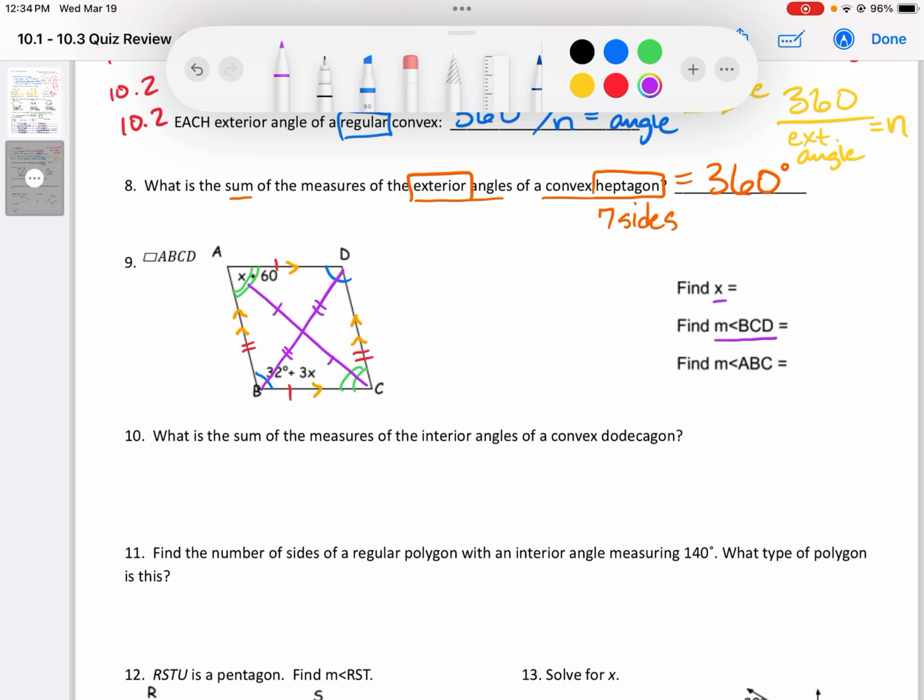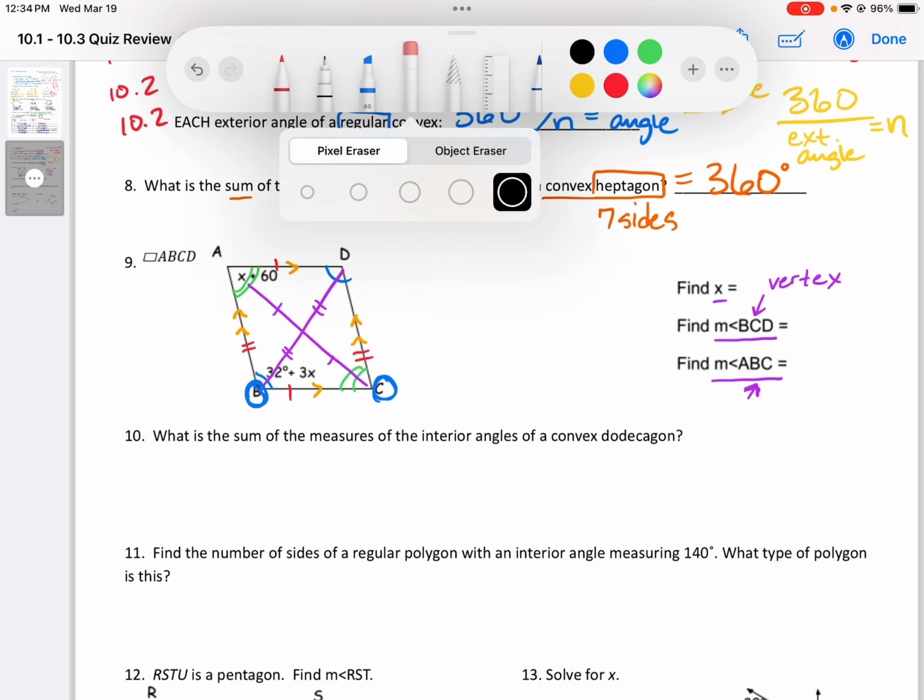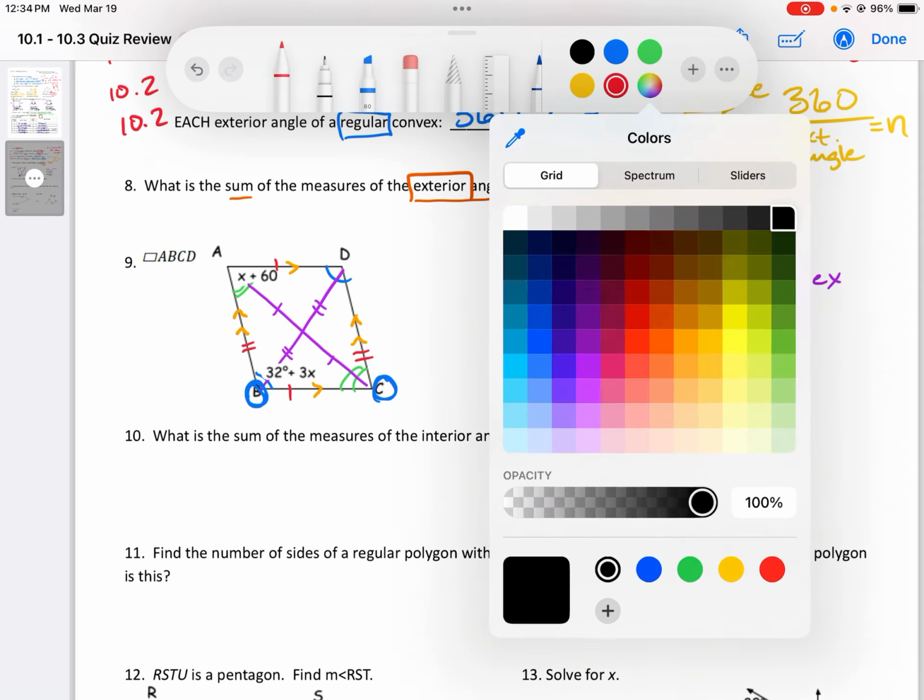But we're looking for three things here. We're looking for x, we're looking for angle BCD, and we're looking for angle ABC. So again, when you're looking at these angles, the middle letter is going to be your vertex. So specifically, we're looking for angle C, and we're looking for angle B. So the first thing we need to do is solve for x. And the place to do that is going to be using the information they gave us initially. So let me clear it off real quick. All right.